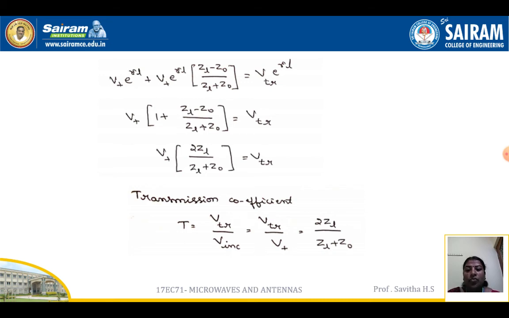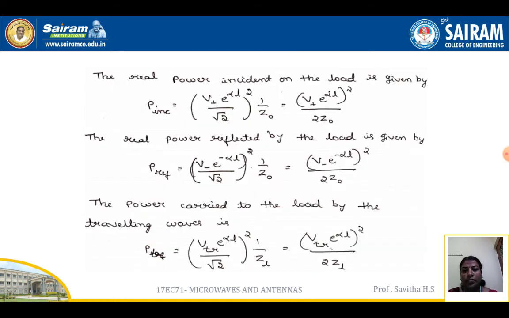Therefore the transmission coefficient T is equal to VTR divided by V incident. V incident is nothing but V plus. So VTR divided by V plus is equal to 2ZL divided by ZL plus Z0. So the transmission coefficient is 2ZL by ZL plus Z0.